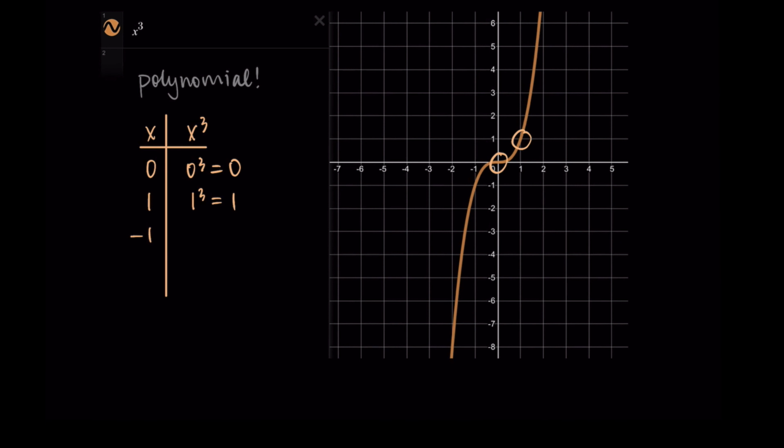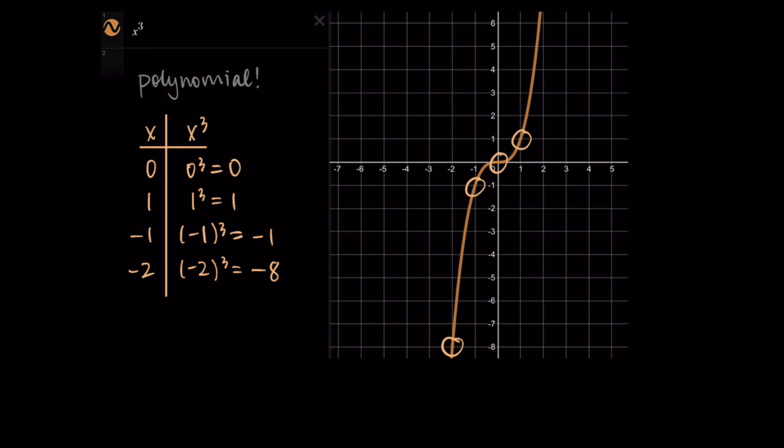Negative 1 has the output negative 1 cubed. When we do a number times itself 3 times, if it's negative, it will still be negative. So this is still -1. And then if we have -2, that's -2 cubed. That's going to be -8. So -2 times -2 times -2, we do that 3 times, and that gets us -8.